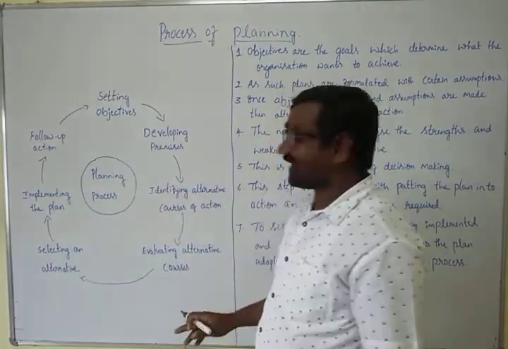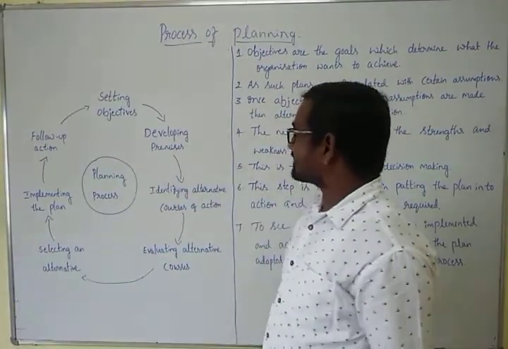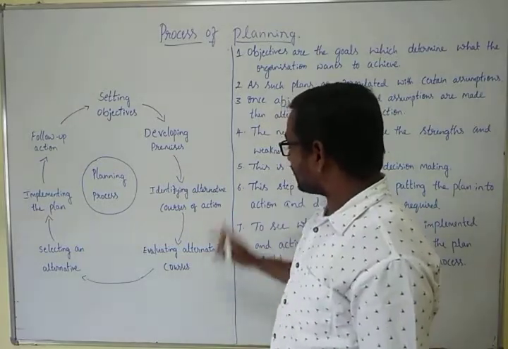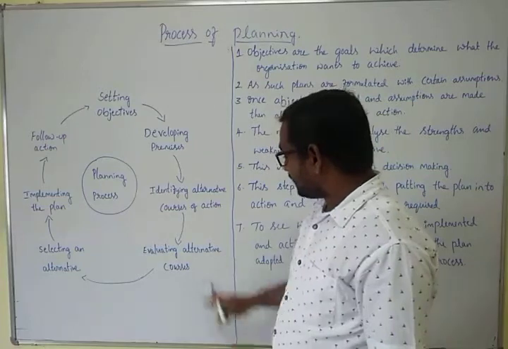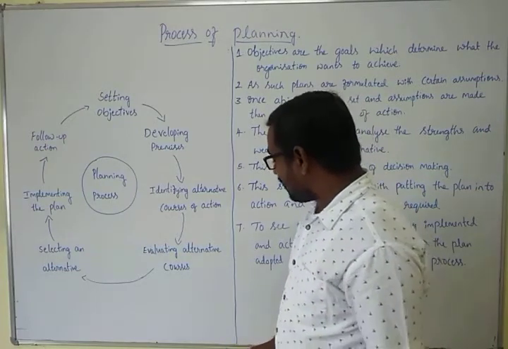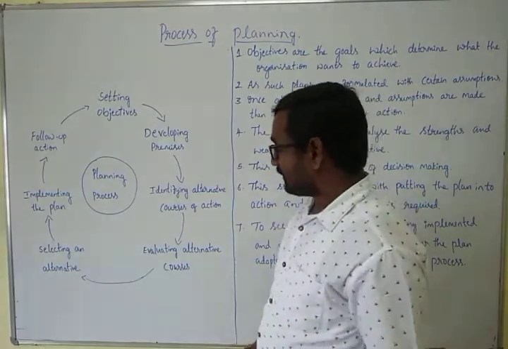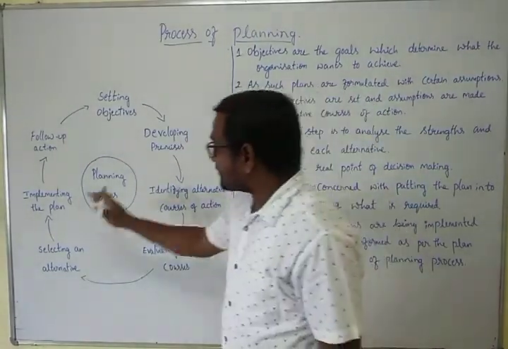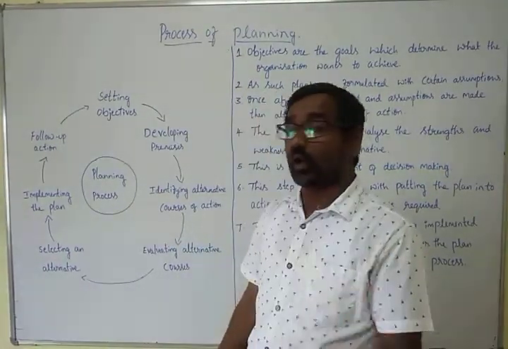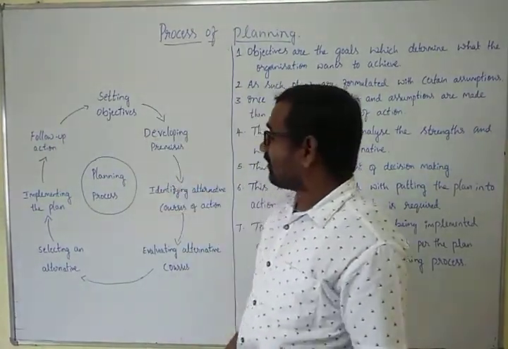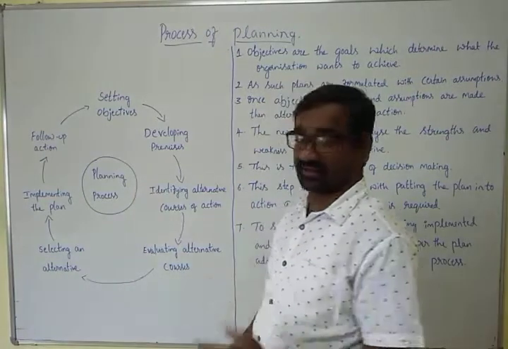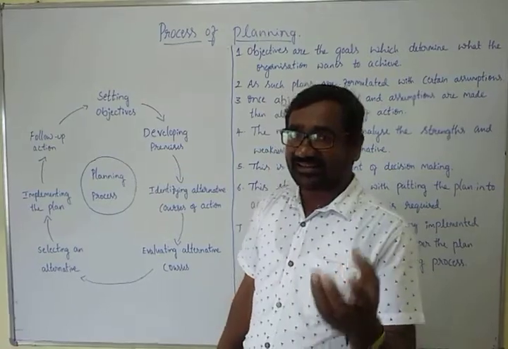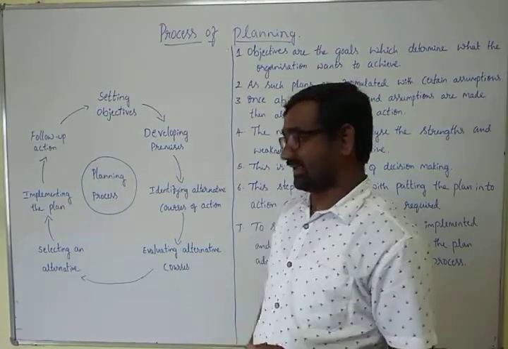Number one is setting objectives. Number two is developing premises. Number three is identifying alternative courses of action. Number four is evaluating alternative courses. Number five is selecting an alternative. Number six, implementing the plan. Number seven, finally, follow-up action. So these are the steps when we are discussing the process of planning.